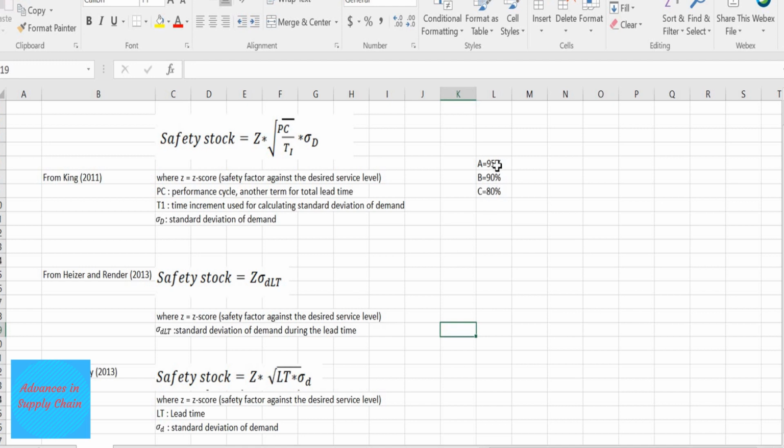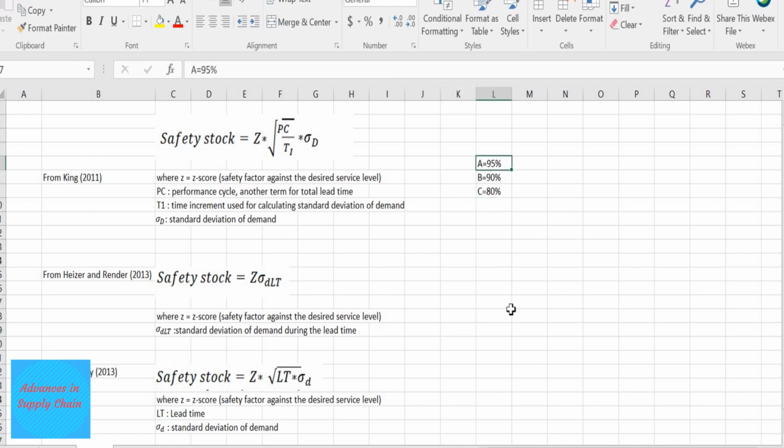Since class A is the most critical, you don't want to face any stock out on those items. So you would want to keep a very high service level on those items. How can you do that? You can use Z-score to relate with the customer service level.